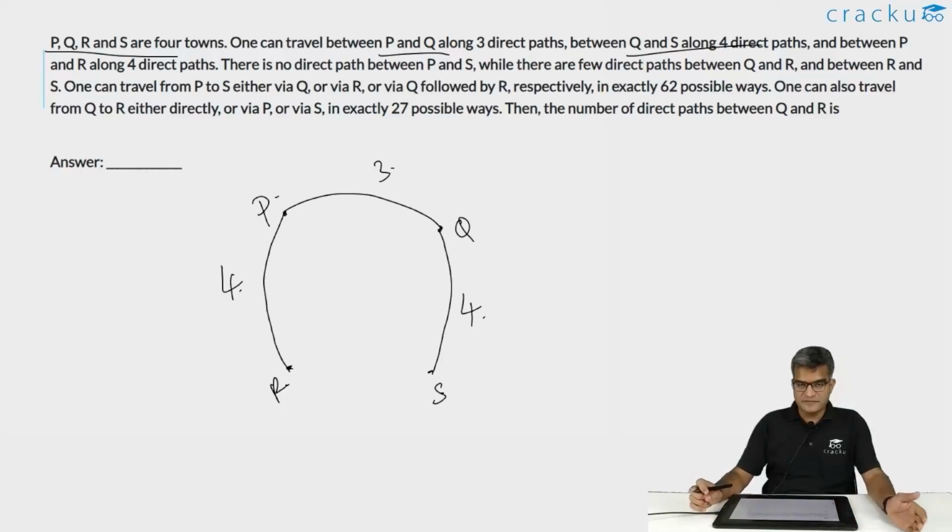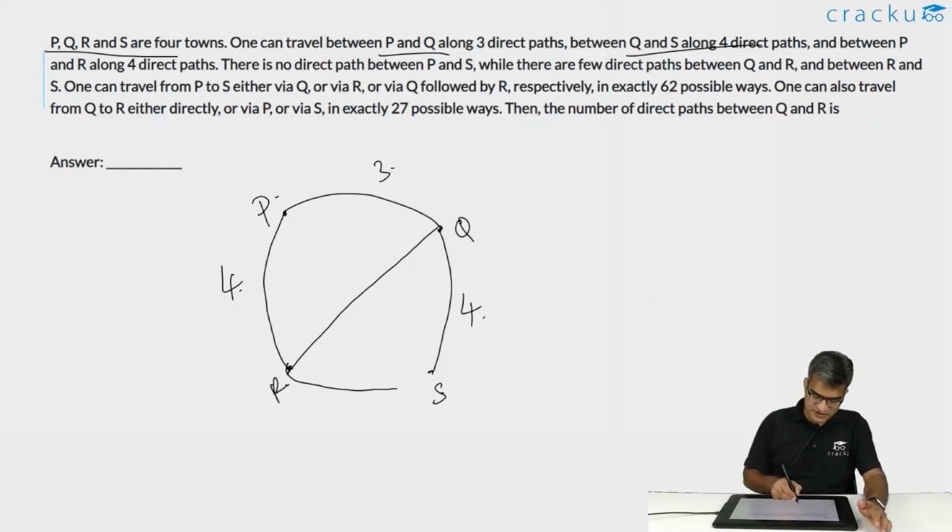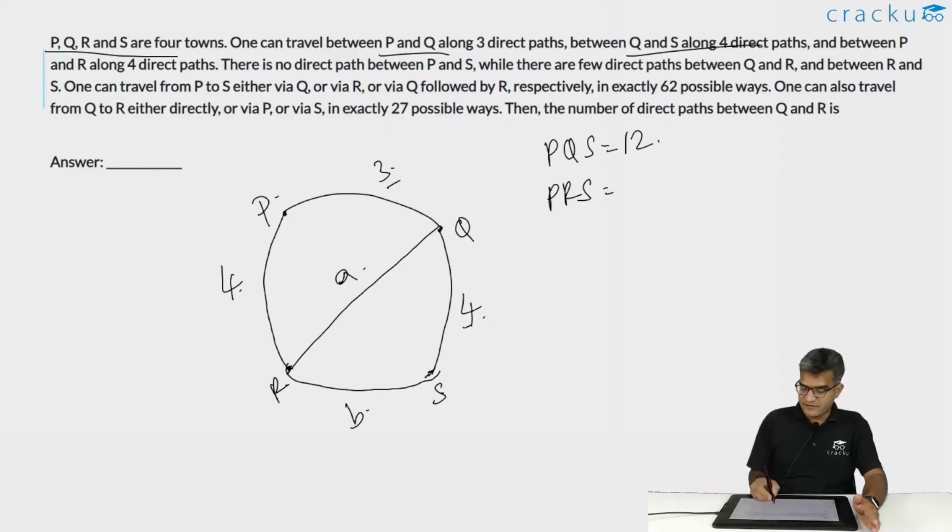There is no direct path between P and S, while there are a few direct paths between Q and R. So Q and R are connected, and R and S are also connected. But we are not given how many are connected. Let us assume that there are A direct paths from Q to R and B direct paths from R to S. One can travel from P to S via Q, that is PQS. PQS can be traveled in 3 into 4, that is 12 ways. Or via R, that is PRS, that can be traveled in 4B ways, because you can come from P to R in 4 ways and from R to S in B ways, so total is 4B.